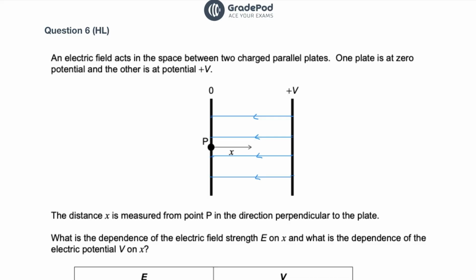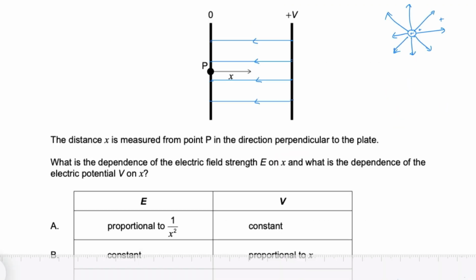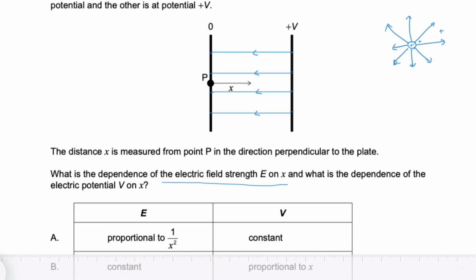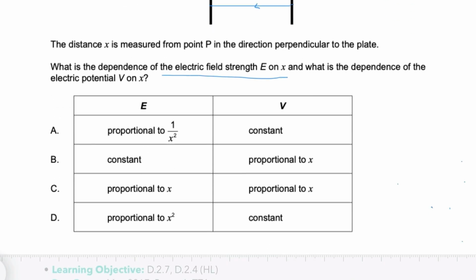Just as an aside, let's say we have a positive charge here, and these field lines would go radially outwards. The electric field is strongest closest to the charge because the electric field lines are closer together. And out here, the electric field lines are further apart, which means the electric field is weaker. When we have a uniform field, then the electric field is constant at all points because the field lines are the same distance apart at all points. So, for the answer on how the electric field strength depends on x, well, it's constant. So we're looking at answer B.